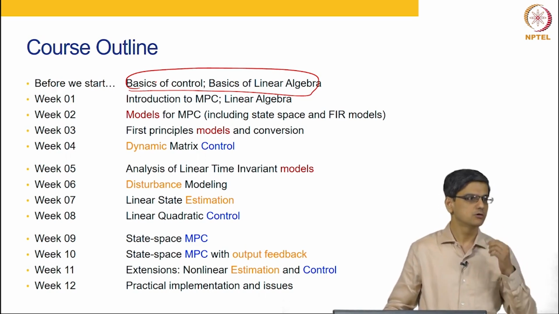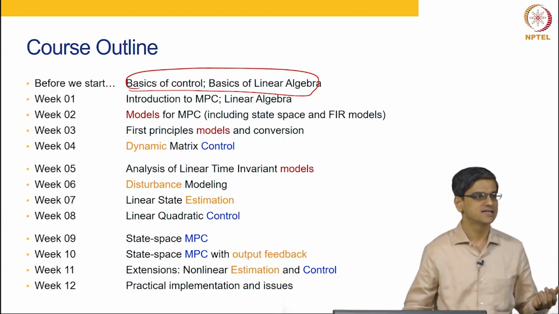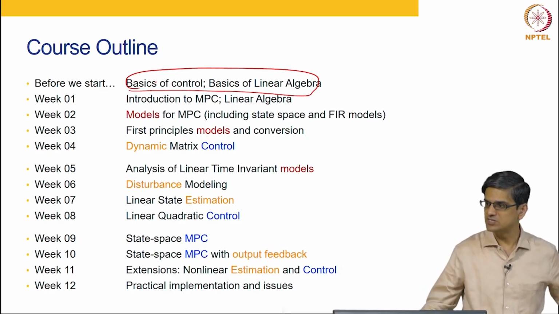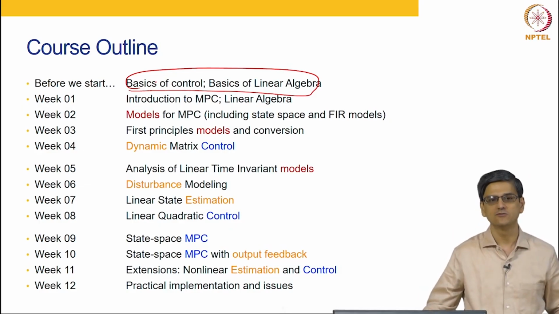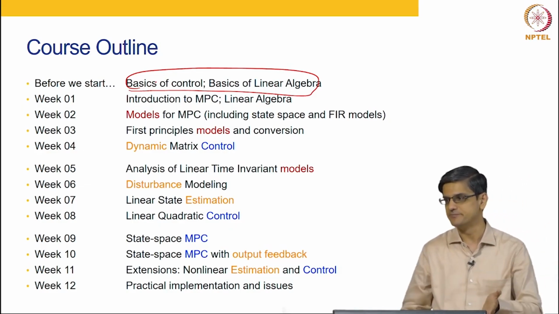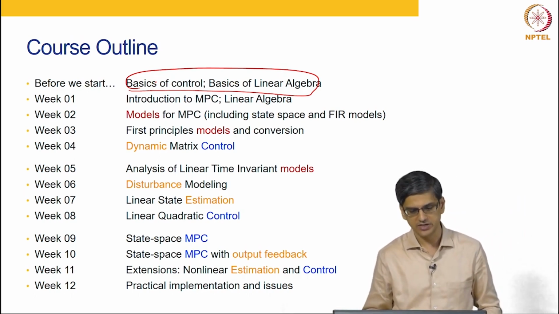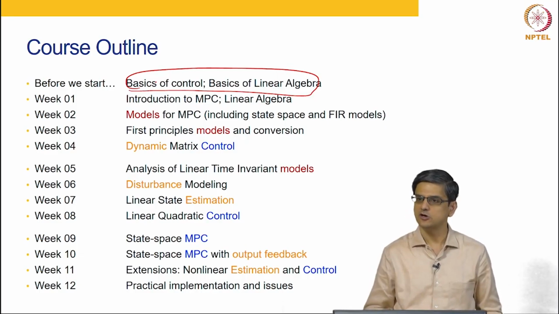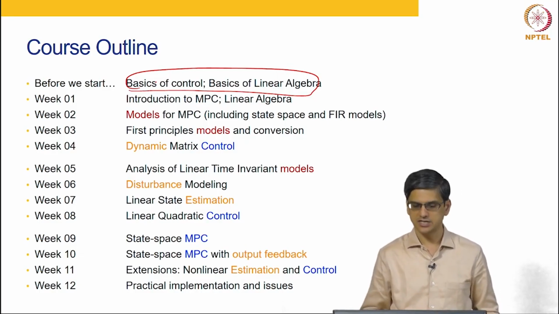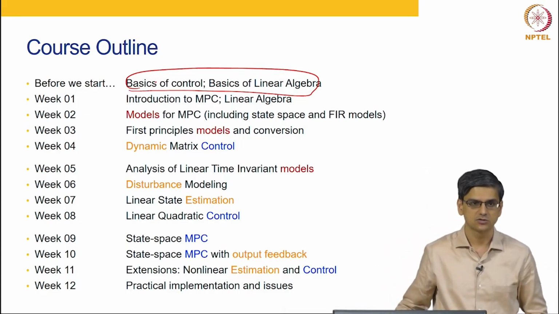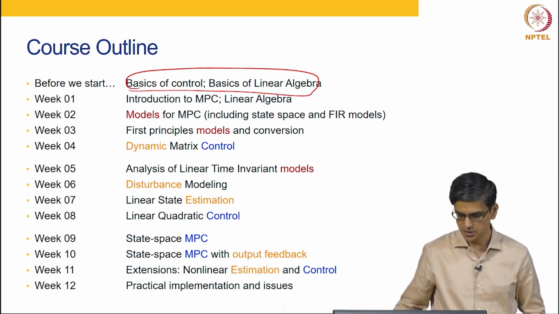You are used to transfer function models in the time domain, which is 1 divided by tau s plus 1 type of models. How do you convert it into discrete time is something that we will also talk about in week 2. In week 3 we will talk about first principles models and interconversion. In week 4 we will talk about dynamic matrix control, that is the industrial algorithm that I mentioned.